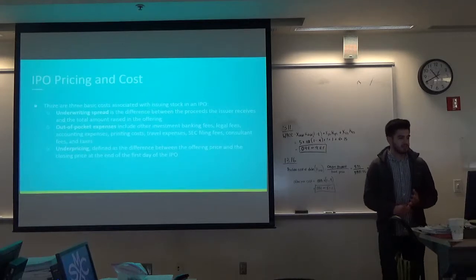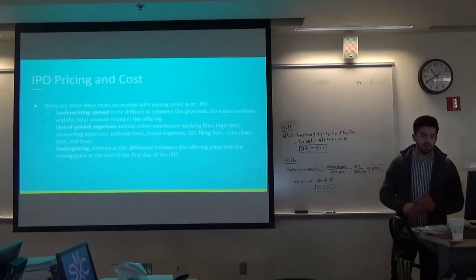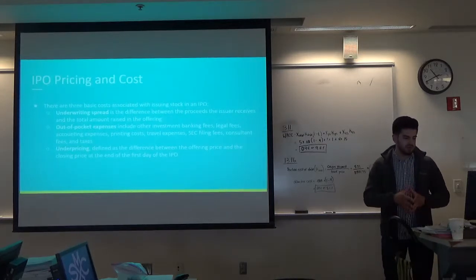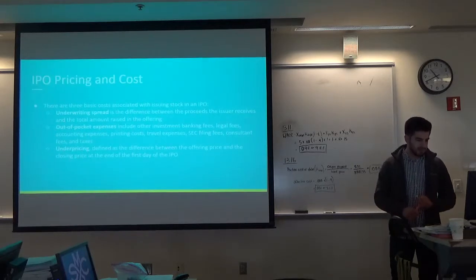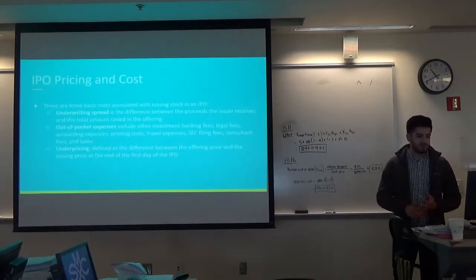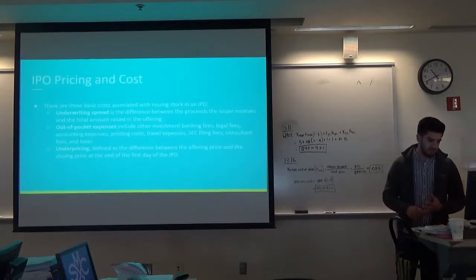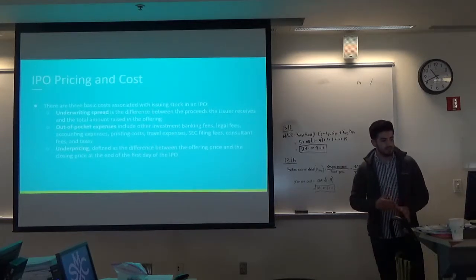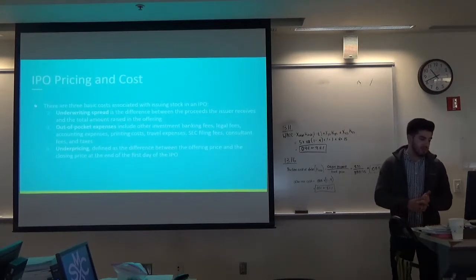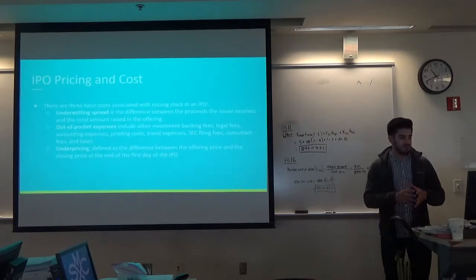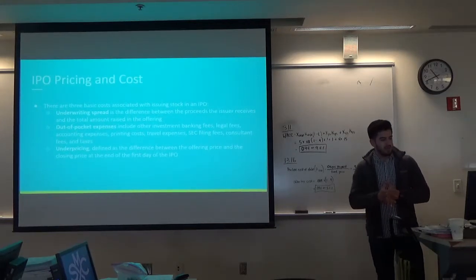So there are three basic costs associated with issuing stock in an IPO. The first one, underwriting spread: that's the difference between the proceeds the issuer receives and the total amount raised in the offering. The second, out-of-pocket expenses: other investment banking fees, legal fees, accounting expenses, printing costs, travel expenses, SEC filing fees, consulting fees, and taxes. And lastly, underpricing, which is defined as the difference between the offering price and the closing price at the end of the first day of the IPO.